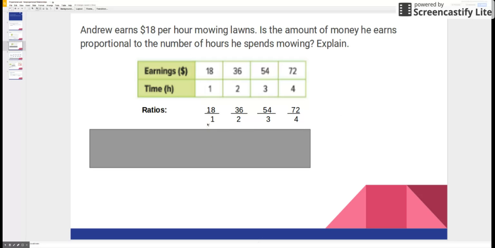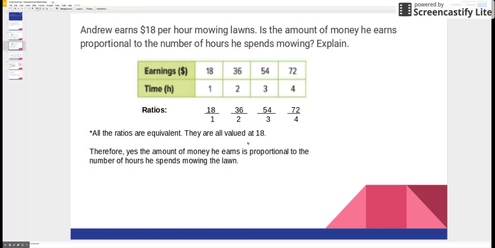Do they all lead to the same value? 18 divided by 1 is 18. 36 divided by 2, well, that's also 18. 54 divided by 3, yep, 18. And 72 divided by 4 is 18. So all the ratios above are equivalent. They are all valued at 18. Therefore, yes, the amount of money he earns is proportional to the number of hours he spends mowing the lawn.